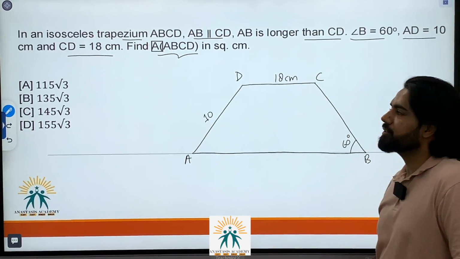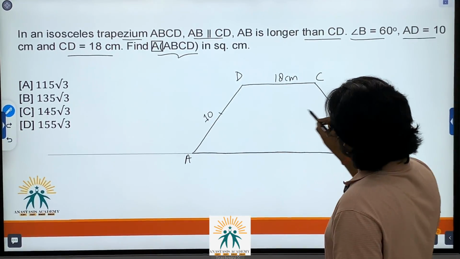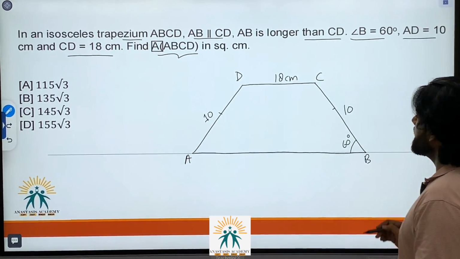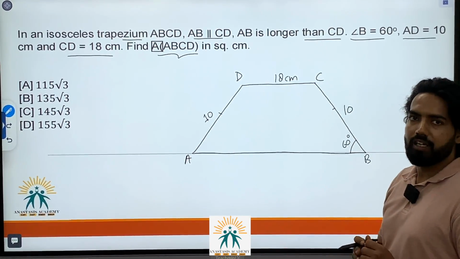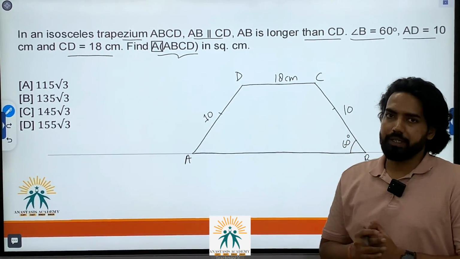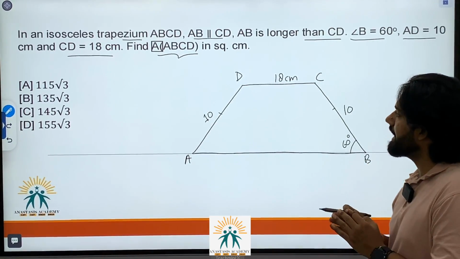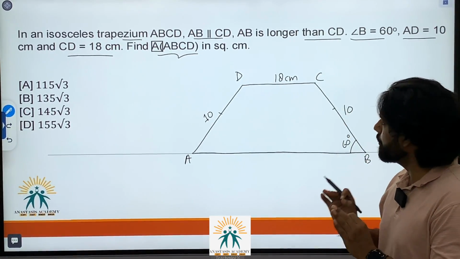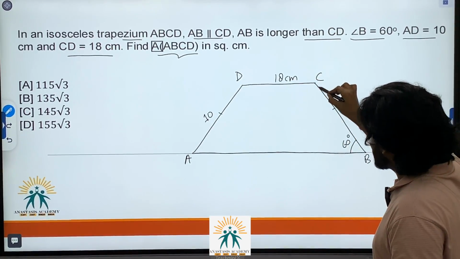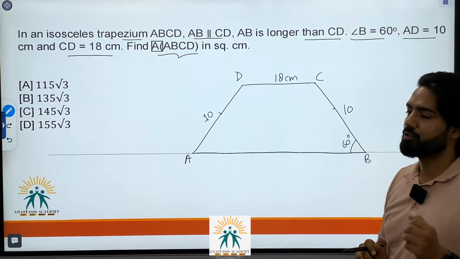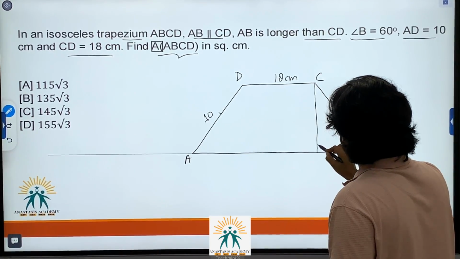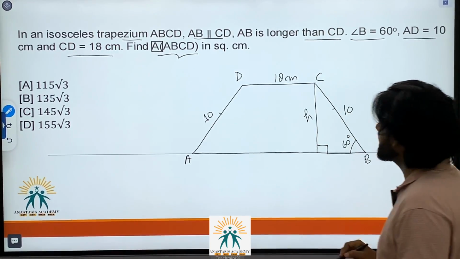And because it's an isosceles trapezium, these two non-parallel sides must be equal. So the length of this side BC would be equal to 10 only, right? Now we have to find the area of this trapezium. I know to find the area of a trapezium, we need to know the lengths of the two parallel lines, and also the height between them. So let's drop the perpendicular from this point.